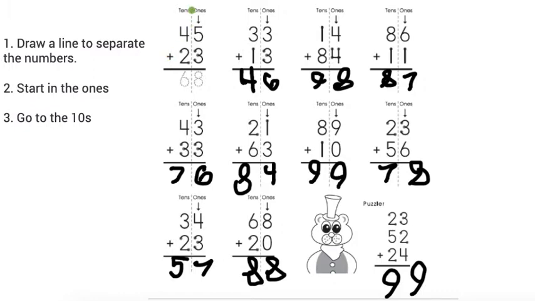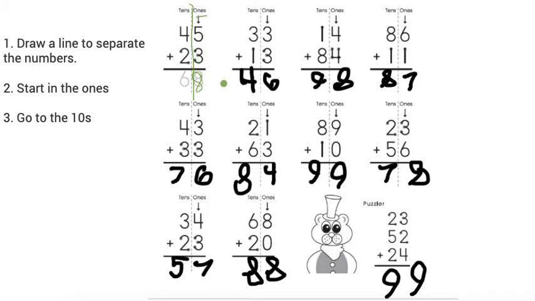So the first one, this is just an example, but I would draw a line to separate by place value. That just makes sure that when we're writing our numbers, we're lining our numbers up and always starting in the ones place. Because sometimes students write numbers, but they're not lined up, so they don't know what to add. So our numbers are on top of each other, and we're starting in the ones place. 5 plus 3, and that is 8.